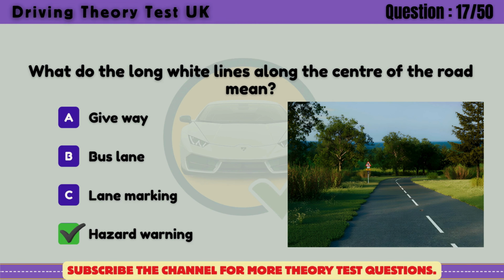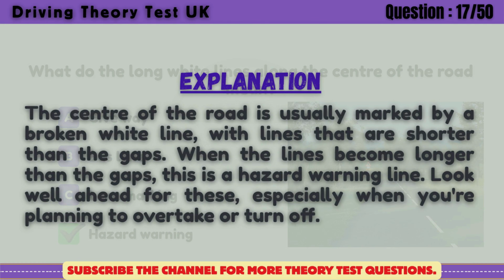Answer is D. Hazard warning. The center of the road is usually marked by a broken white line, with lines that are shorter than the gaps. When the lines become longer than the gaps, this is a hazard warning line. Look well ahead for these, especially when you're planning to overtake or turn off.